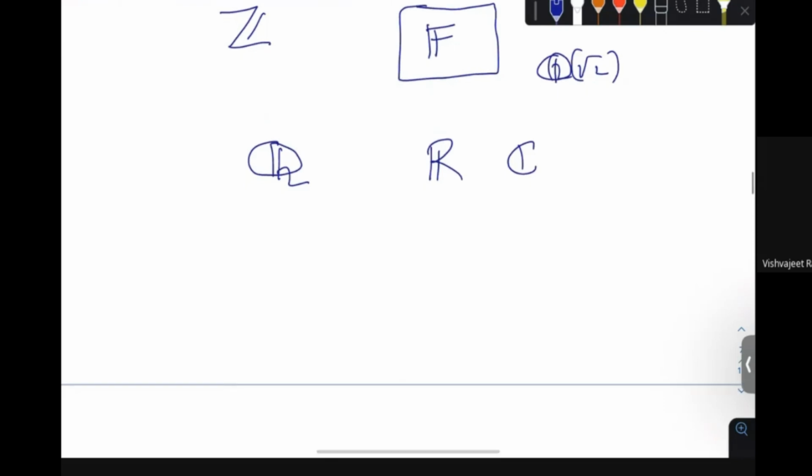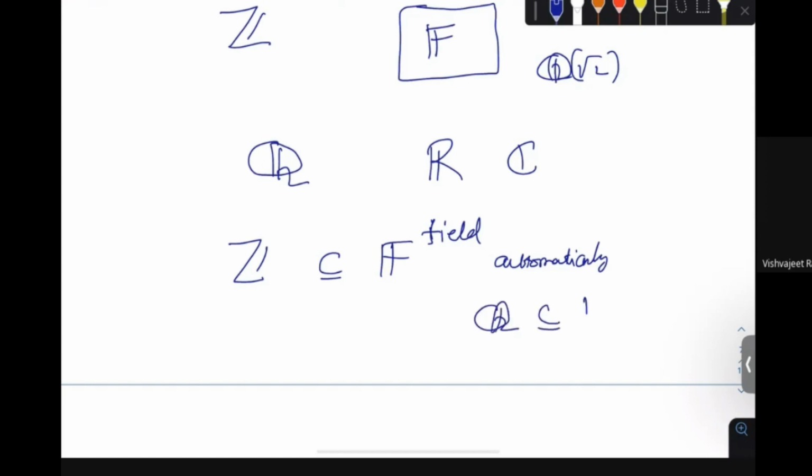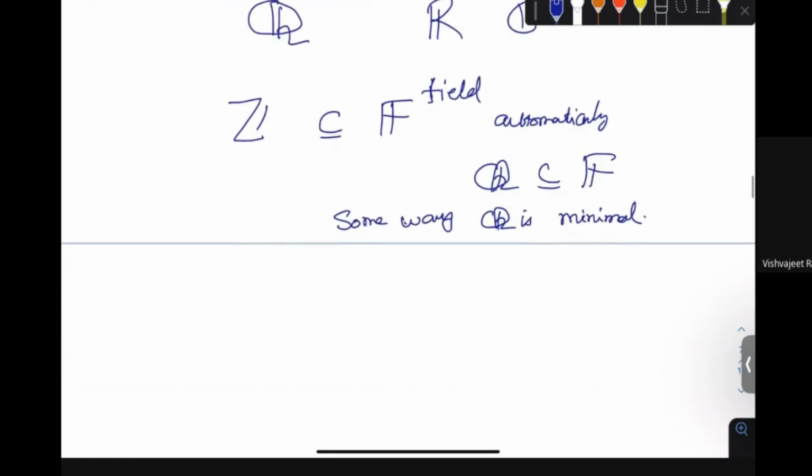To make it precise, whenever Z is there in some field, automatically Q will be there, some copy of Q. Because a field means every non-zero element has an inverse. That's a beautiful property. So every integer other than 0 having an inverse means that's actually Q. In some way, Q is minimal. That is, whenever Z is inside some field, automatically Q is also inside the field. So it's not just Z; Z comes with a pair of Q. Z is always contained within Q.